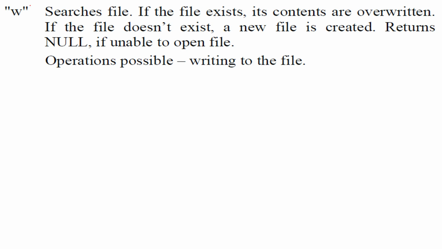Then we have W. W is for writing. It searches for the file. If the file exists, please understand, the contents are withdrawn, or you can say they are overwritten. If the file doesn't exist, a new file will be created. If it is unable to open the file, it will return NULL.